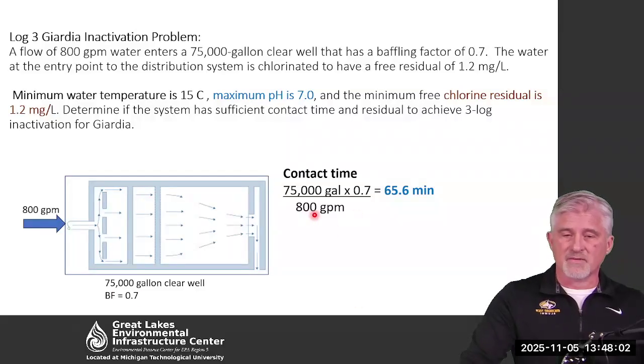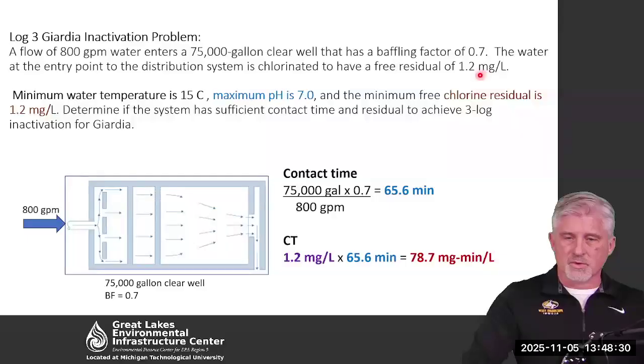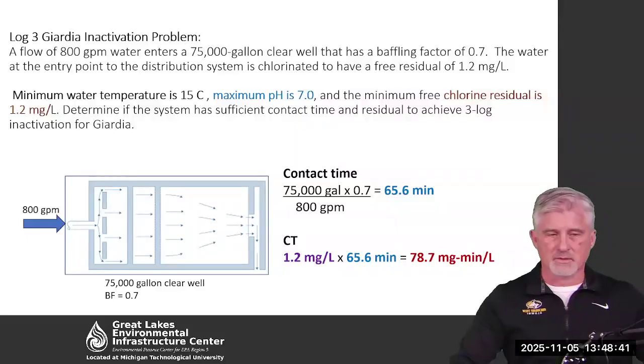So we take our 75,000 gallon clear well, multiply by the baffling factor of 0.7, and divide by the flow of 800 gallons per minute, and that gives us 65.6 minutes. That's how much contact time we have from the beginning to the end of the clear well, all the way through to the exit. So our CT is the free chlorine residual that we have, 1.2 parts per million, multiplied by the contact time of 65.6 minutes, and that gives us 78.7 milligram minutes per liter.